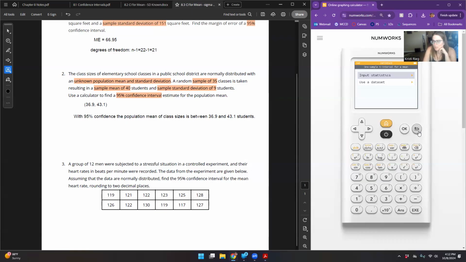So we go back to here, instead of inputting statistics because we don't know what our statistics are, we are going to use the data set. And our data set is going to be 118, 121, 122. Remember, this is all with frequency 1, so just put it straight down in the V1 column and ignore the N1 frequency column. 126, 122, 130, 119, 117, and 127. So N should be 12 for this. I hit my down arrow. If I hit enter after this, it's going to just keep giving me more lines. I need to hit the down arrow. Confidence level, okay, these are all 95. I wasn't too creative in this section.